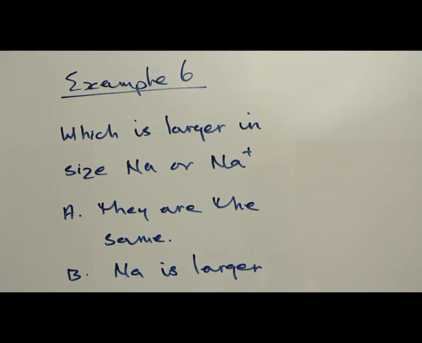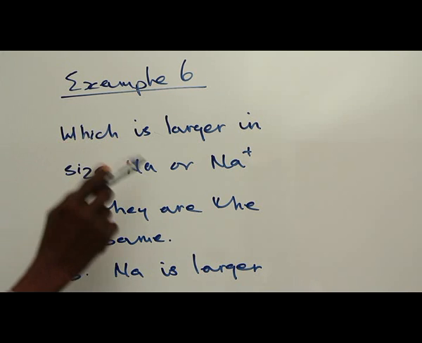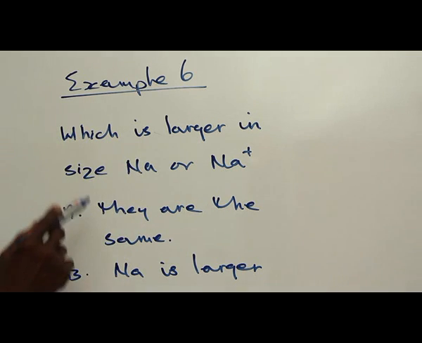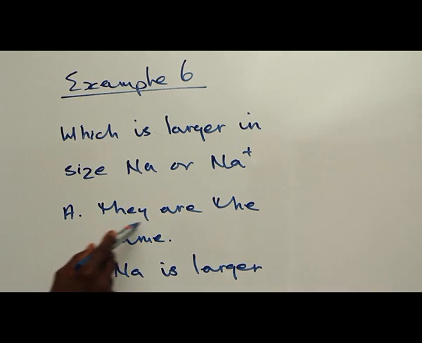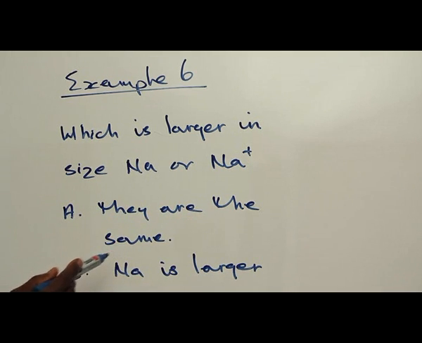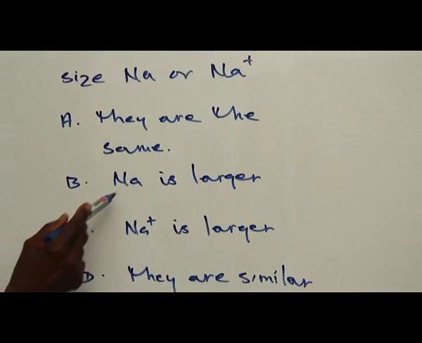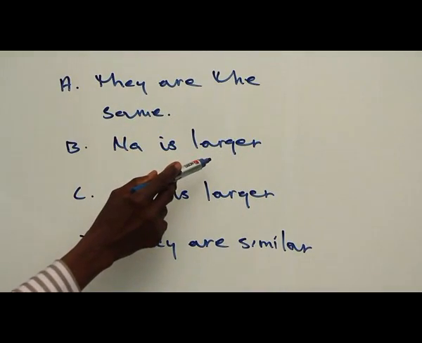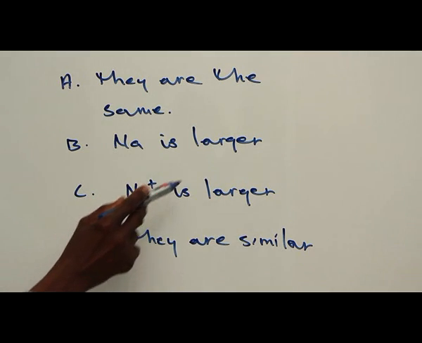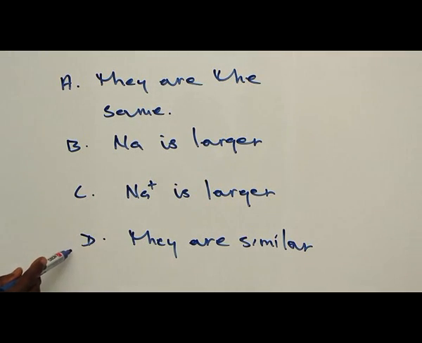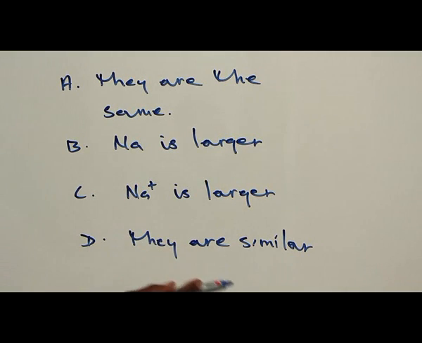Now, example 6. Which is larger in size, sodium metal or sodium ion? A, they are the same. B, sodium is larger. C, sodium ion is larger. D, they are the same.